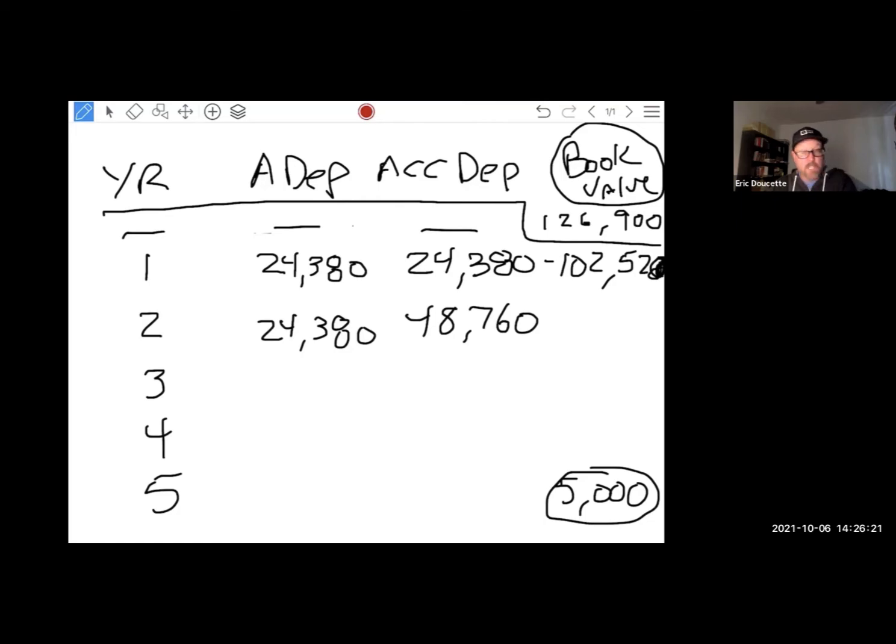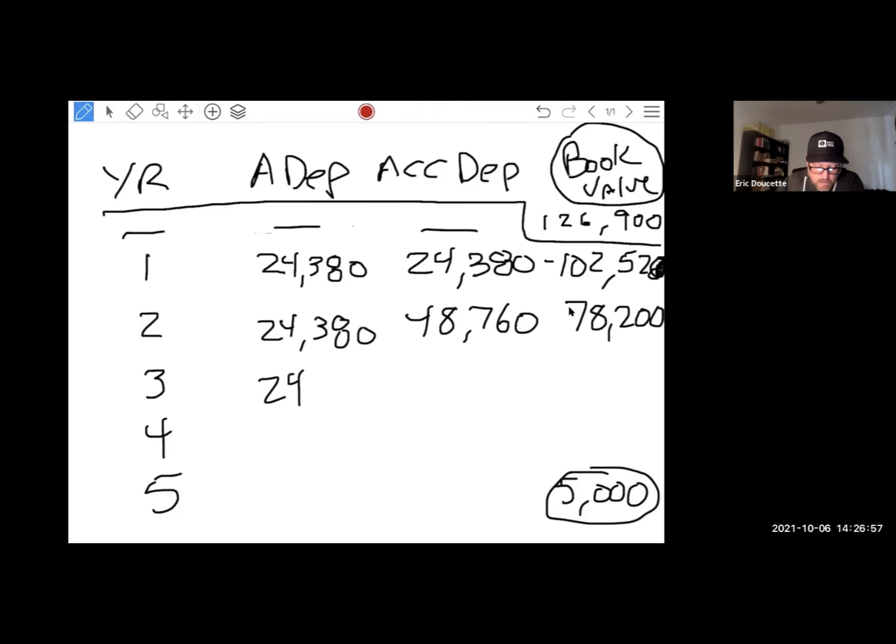My accumulated depreciation is just adding two of those together, because you're going to see as you go down the accumulated depreciation line that the total depreciation will be at the bottom, right before the last year. And so I'm going to do the same thing. I'm going to take my 102,580 and minus another year's worth of depreciation. That comes out to 78,200. So you'll keep doing all that each year.